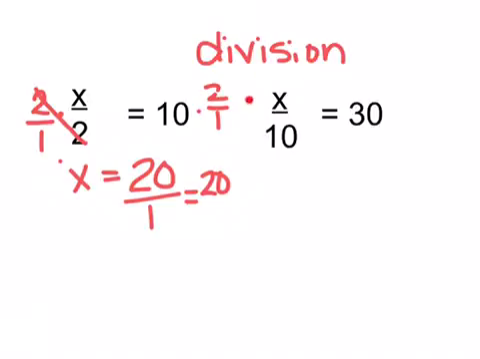Now, in my second example, I have x divided by 10 is 30. So I'm going to multiply by 10 on both sides. My 10's cancel. X equals 300.